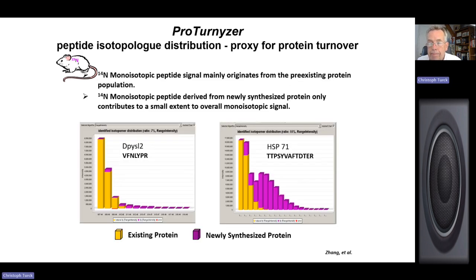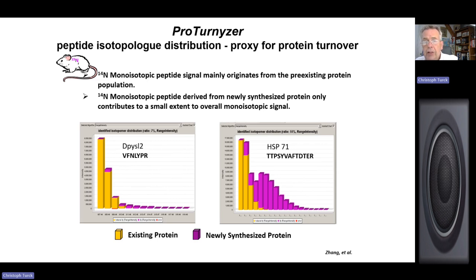Now, there are vast differences, as you can imagine. I'm showing 2 examples here of tryptic peptides. One of them is from DPYSL, an important protein in brain development. The other one is heat shock protein 71. So again, this is coming from the hippocampus of mice that were labeled for about 2 weeks with the 15N labeled diet. And as you can tell, there are very big differences in how much 15N is being incorporated in these 2 proteins. So very big differences in protein turnover.